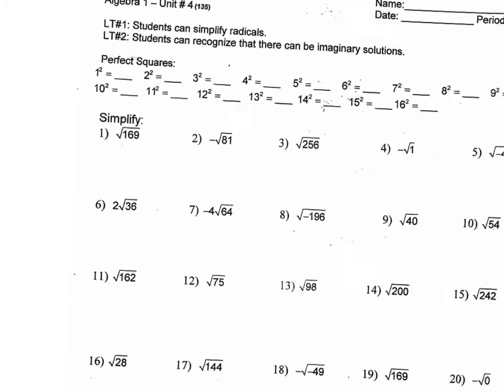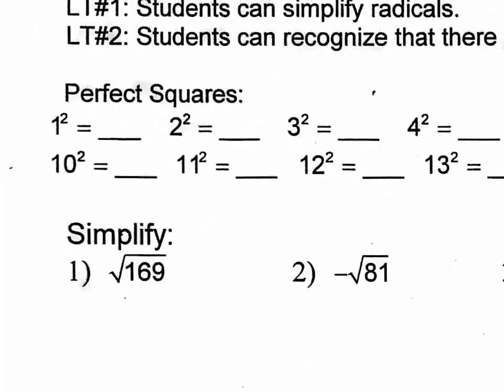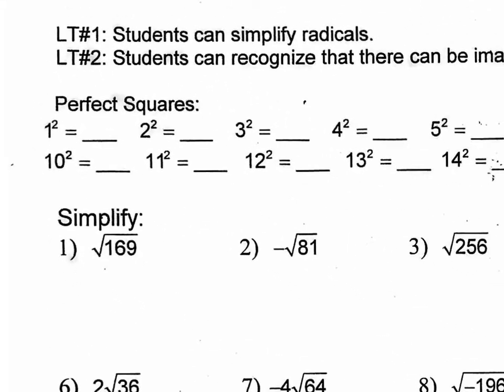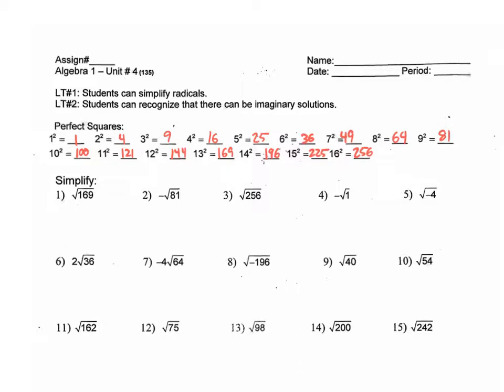So once again, I have the perfect square numbers list up here in red to help us simplify. But before we do that, let me explain something that's kind of weird that we didn't talk about in class. And that would be the square root of a negative number.